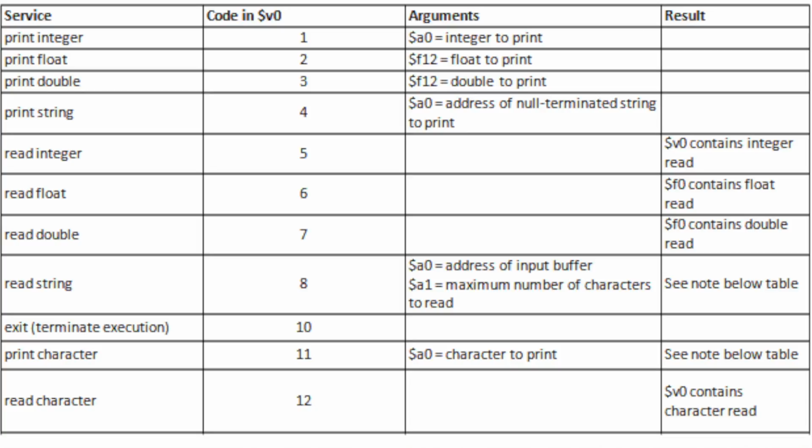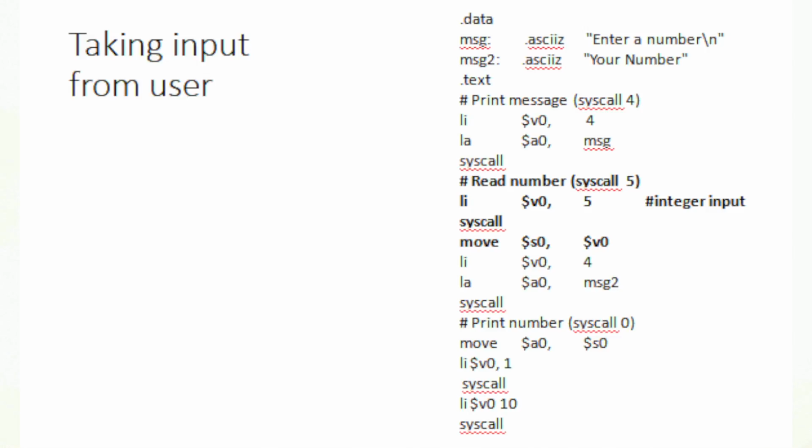Taking input from the user. In this code, if we see the bold part, we have $V0, comma 5. If you recall the table, we can see that to read an integer, we have to take 5 in $V0. And syscall is for taking input from the user, and then we have to move it to a temporary storage.